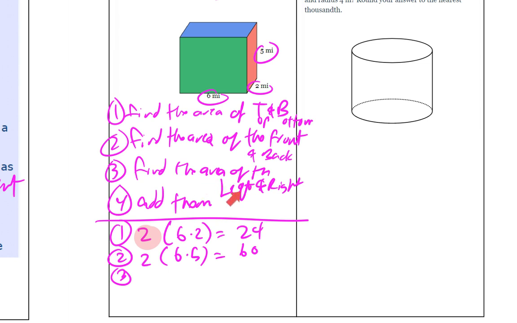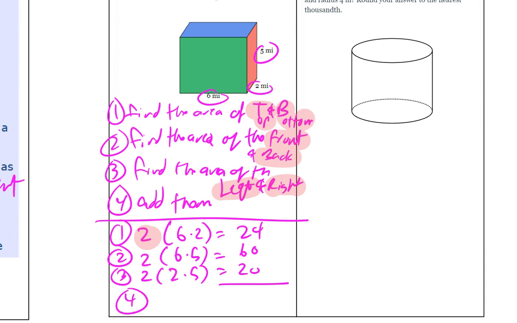Then the third one, we said to find the area of the left and right. So we do top and bottom first, front and back, and then left and right. We know that we have two of them, and they're both going to be the same. So we said that's going to be 2 times 5, that times 5 gives us that red one. So 2 times 5. We can put that in a calculator, or we can think 2 times 5 is 10. 2 times 10 is 20.